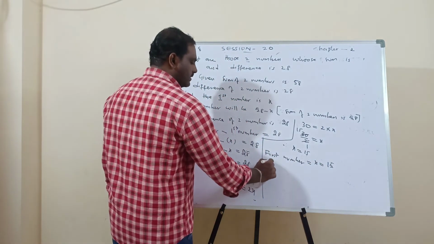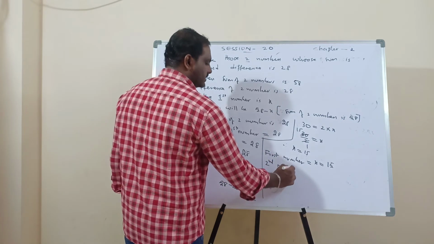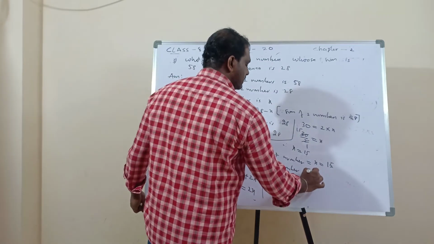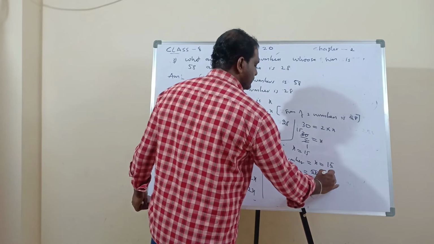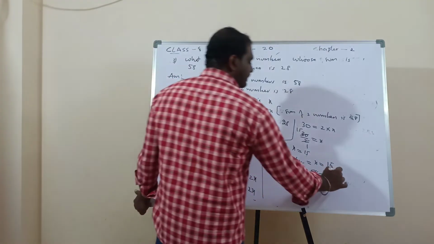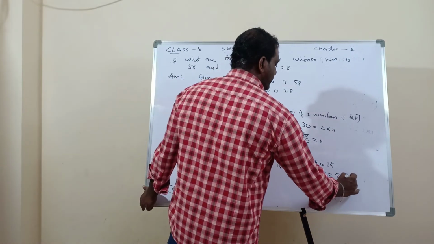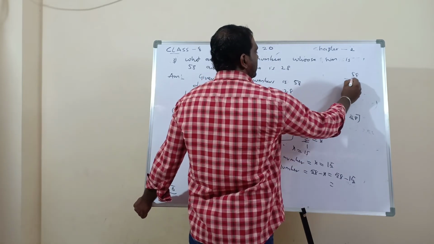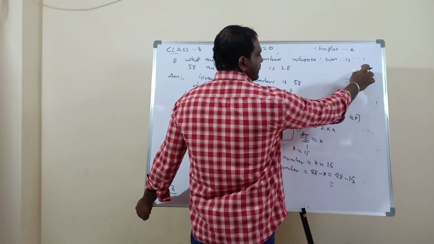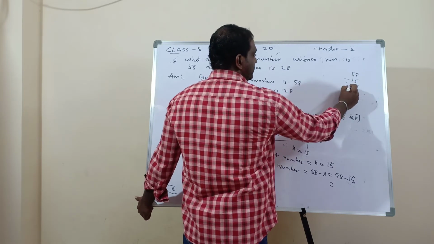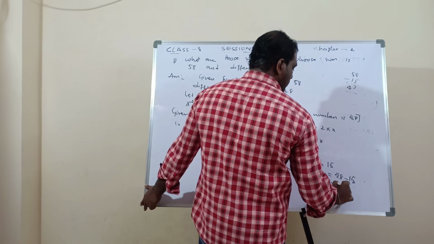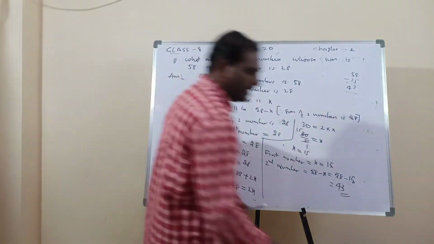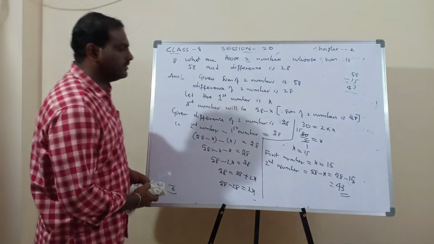Now what is the second number? Second number is equals to 58 minus x. So what is that? 58 minus 15. So what is the answer? 58 minus 15. 8 minus 5, 3. 5 minus 1, 4. How much is it? 43. So therefore, the first number is 15 and second number is 43.